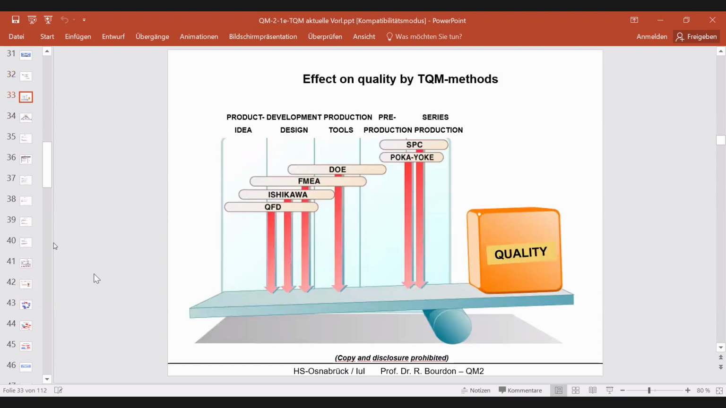How to reach that? At first, it is important to know that most of the impact on the quality is made in the planning phase, in the early phase before the production is running. A lot of these TQM methods are used in this planning phase. Of course, there are some methods in production, but they are more for monitoring than optimization. SPC is for monitoring, PDCA is for optimization. But most of the TQM methods have the biggest impact if they are used in the planning process before the production starts.